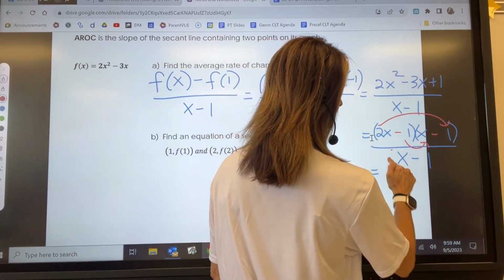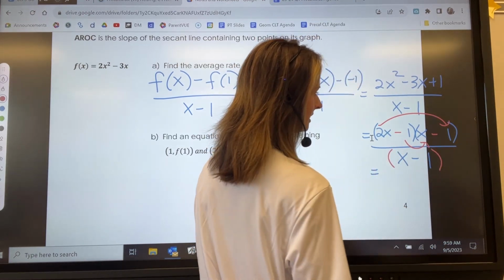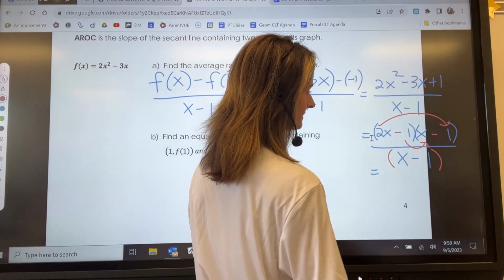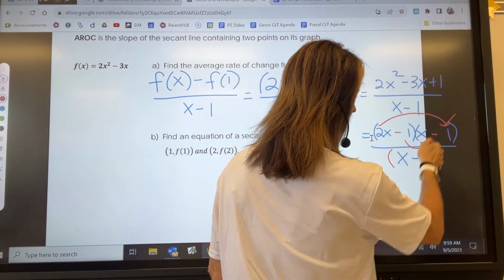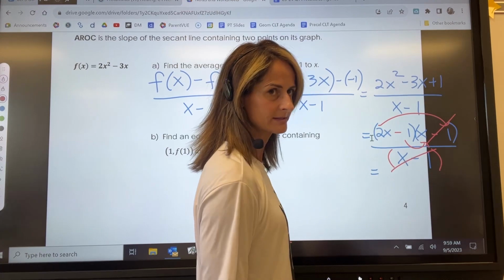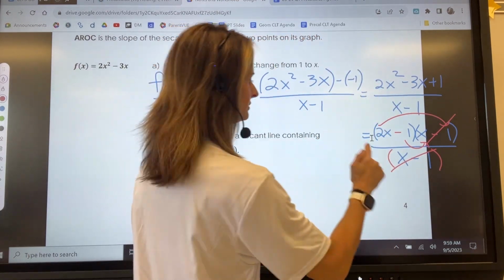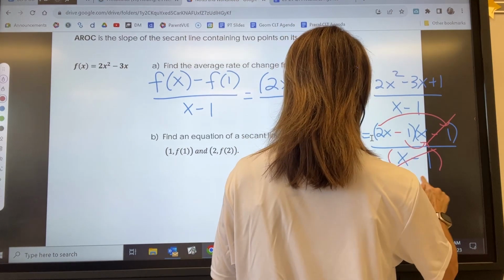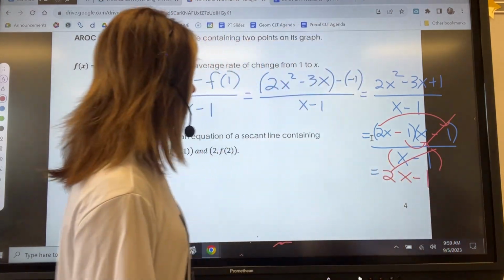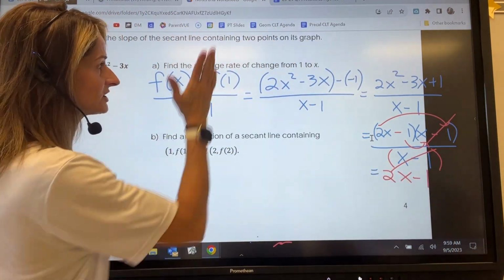There's always a parentheses around the numerator and the denominator of every fraction. Okay, so that allows this x minus 1 and this x minus 1 to cancel. And we have left 2x minus 1. And that's the average rate of change from 1 to x.